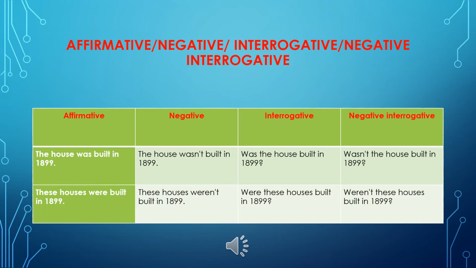So this is the first example. Let's try another one. These houses were built in 1899. This is affirmative. The negative form, these houses weren't built in 1899. The interrogative, were these houses built in 1899? And the negative interrogative, weren't these houses built in 1899?